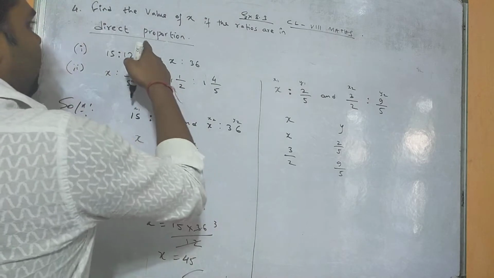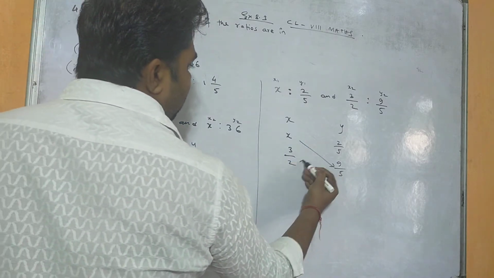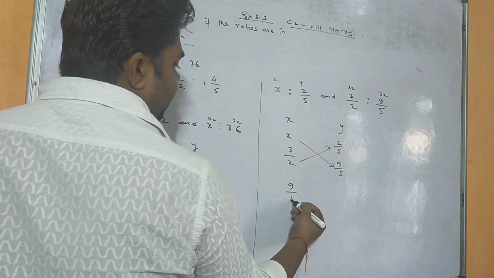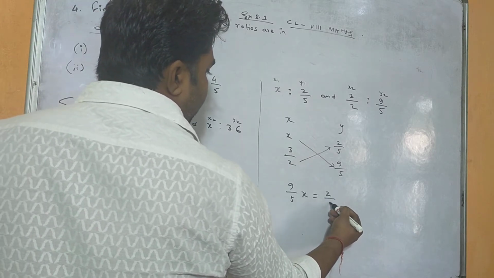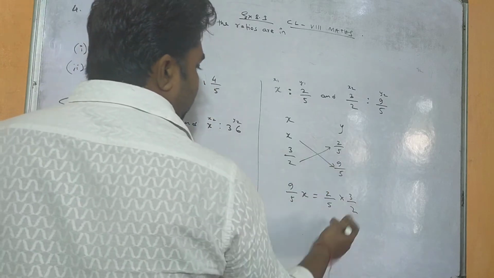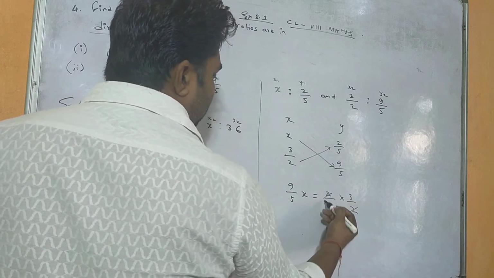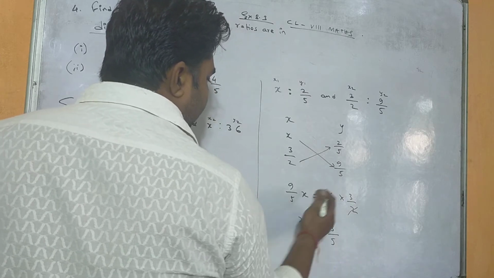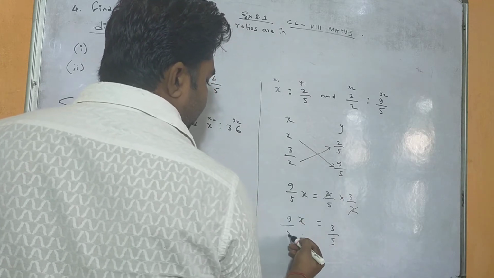So, as it is of direct proportion, as I have said, we have to cross multiply. So, 9 by 5 into x, that is 9 by 5 x, and 2 by 5 into 3 by 2. Right? This and this got cross multiplied. So, 2 and 2 got cancelled. What will we have? 3 by 5. Now, this will get cross multiplied in the next step.